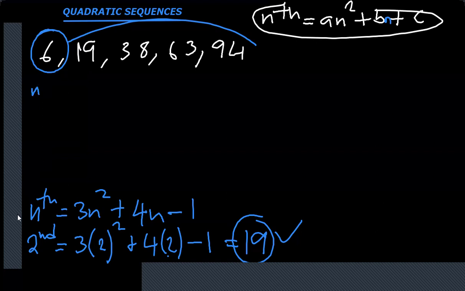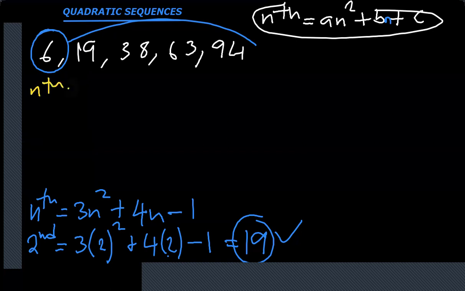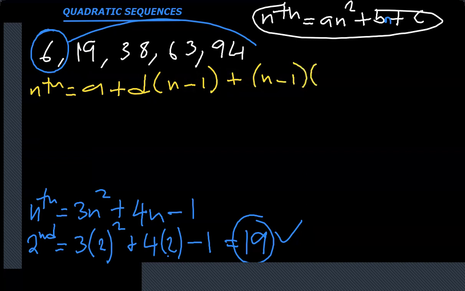Let me use a different color for clarity. We say the nth term is equal to A plus D into brackets n minus 1, then plus into brackets n minus 1 into brackets n minus 2, and then you get C over 2.